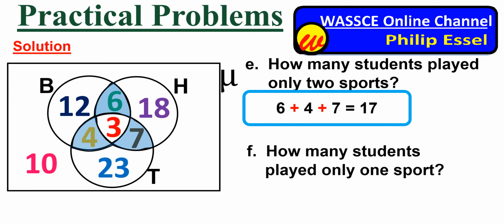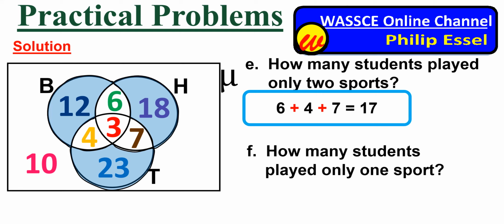Now let's look at how many students played only 1 sport. To do this, we would first need to identify the regions on the Venn diagram where students played only 1 sport. Then afterwards, we would add all of those individual regions together to get the answer. So let's look for those regions. So these regions represent students who played only 1 sport.